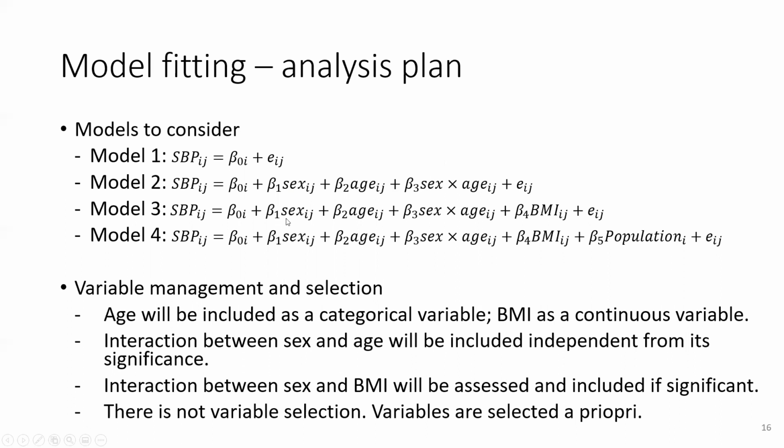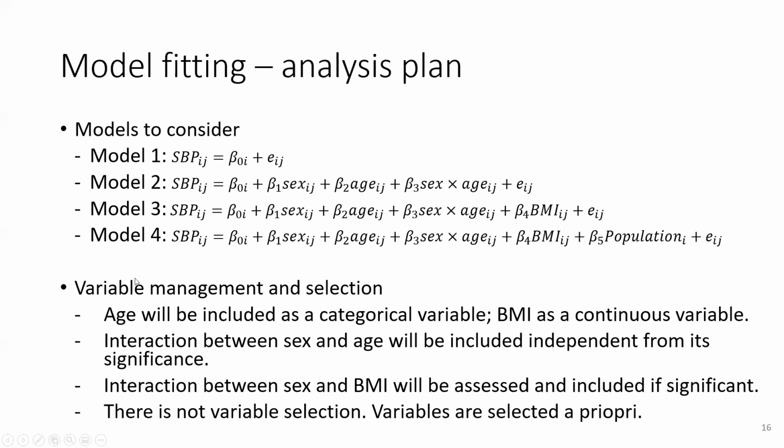And then we want to know the sex and age specific association with systolic blood pressure after we adjust for BMI. So we include BMI in model 3, and in model 4, we want to also know if city population size also has influence on individual systolic blood pressure.